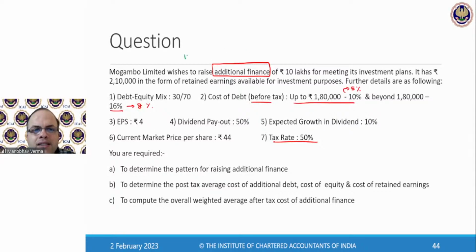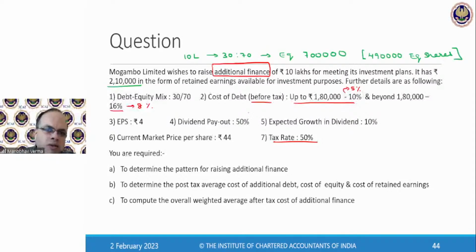So 10 lakhs, when we divide into 30:70, my equity is clearly 7 lakhs. But mind you, 2,10,000 is already there. So that means we need an additional 4,90,000 as the equity shares. So that is the pattern we need to know.